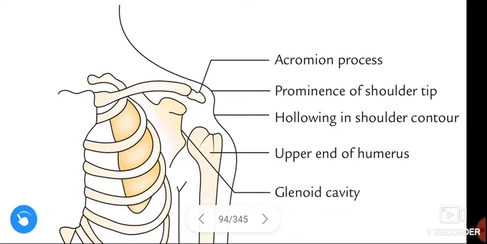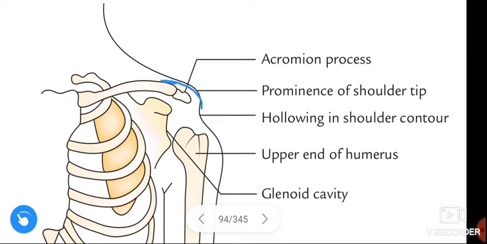The clinical features of the dislocation of shoulder joint are prominence of shoulder tip, see here, this is the prominence of shoulder tip, and the hollowing in shoulder contour. See, this is the change in the shoulder contour, hollowing in shoulder contour. This is the main clinical feature in dislocation of shoulder joint.